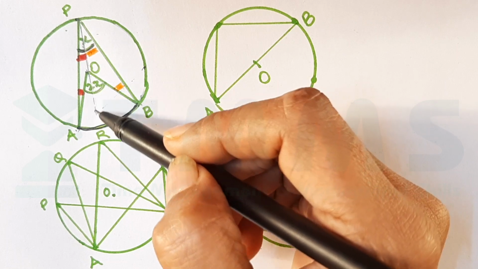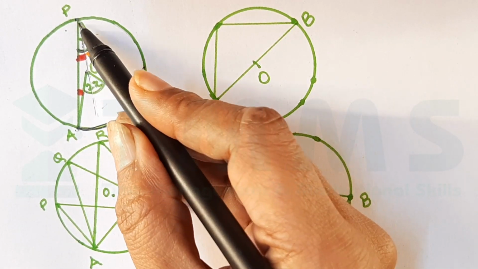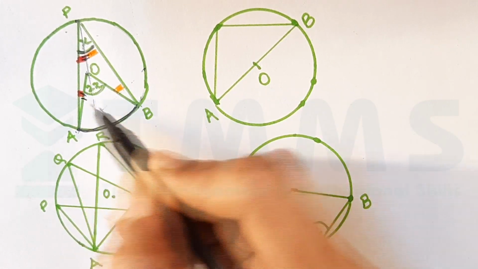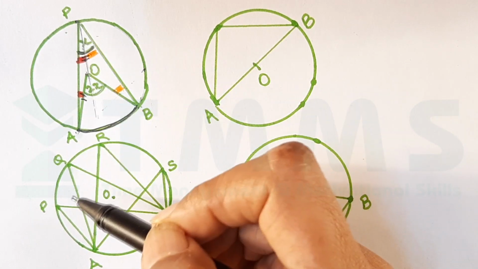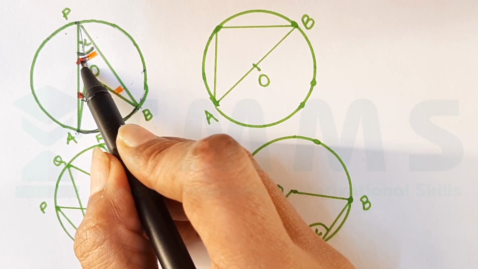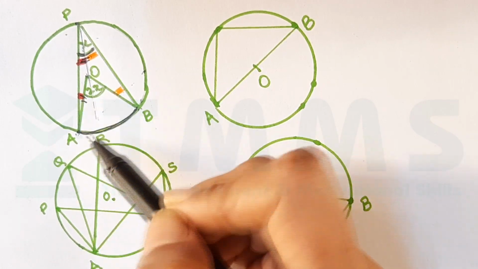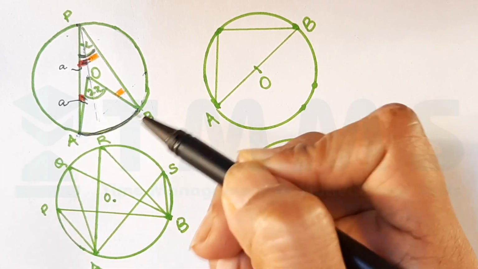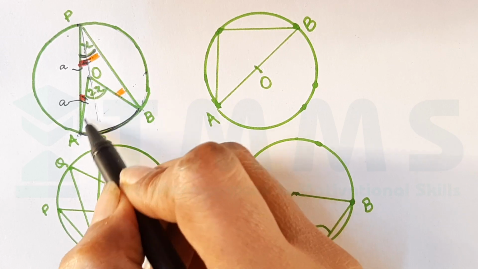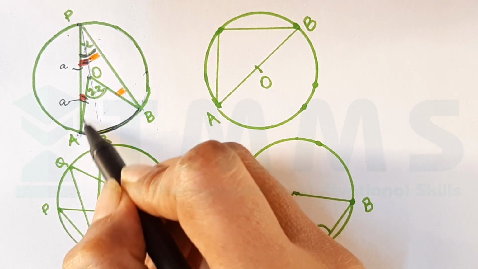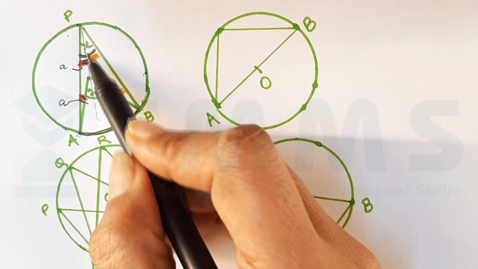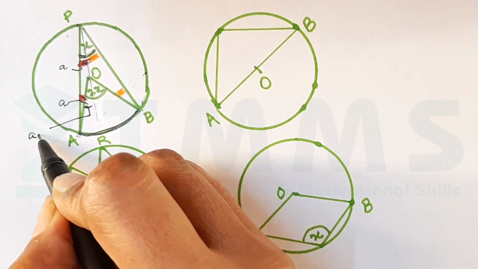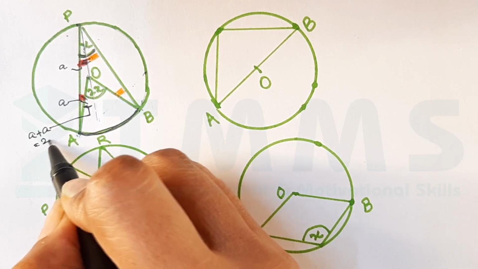Let us join PO and extend. Now you have POA as one triangle in which PO will be equal to AO, and so this triangle becomes an isosceles triangle, and so the base angles, this red angle and this red angle, will be equal. We will simply call this small a and this one small a. Got that? Now, can you see this angle over here? This one is the exterior angle of triangle POA. So this one is going to become a plus a, which is 2a.